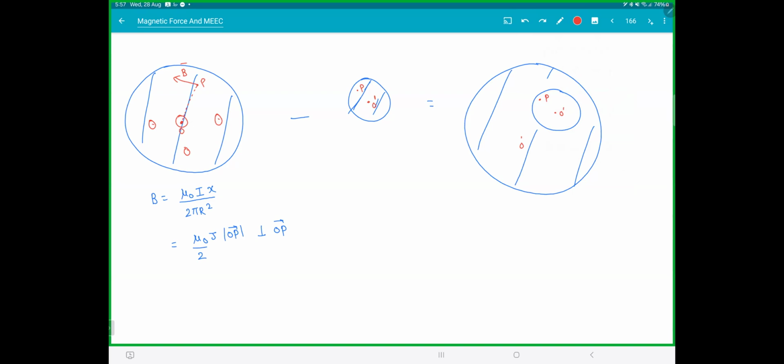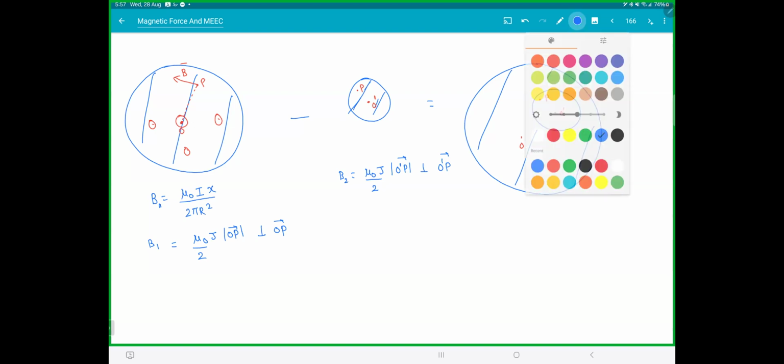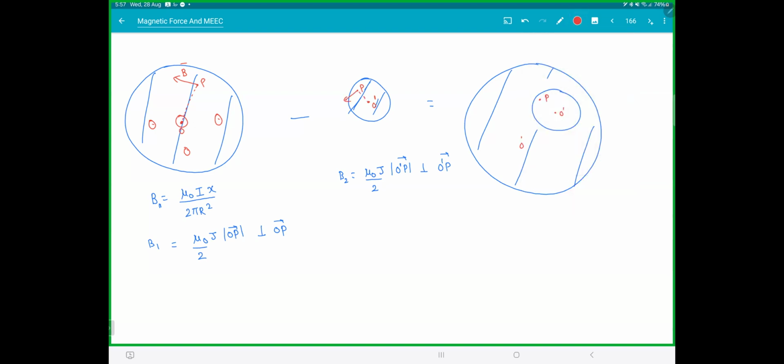Similarly, for this one, I'll call it B1. Similarly, when I do B2, this also will be mu naught J by 2, times the distance O dash P, that is the magnitude, but perpendicular to O dash P bar. Meaning this field would be something like this. That is your B2. So the field inside the cavity would be B1 minus B2. So the field at point P would be B1 minus B2, which would be mu naught J by 2 times O O dash bar in magnitude, perpendicular to it. Clear?